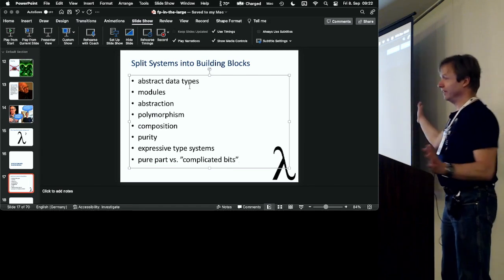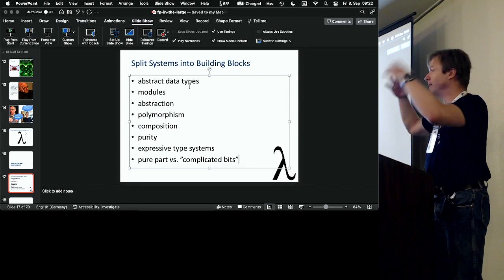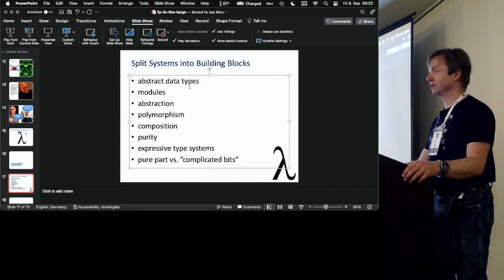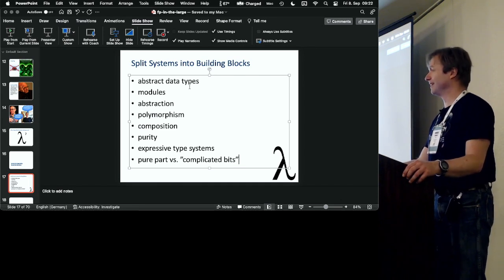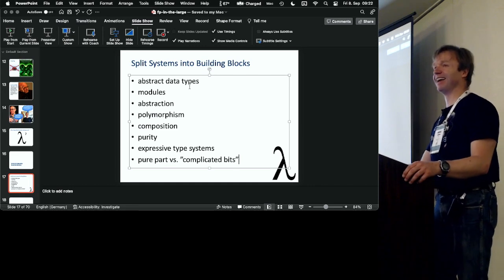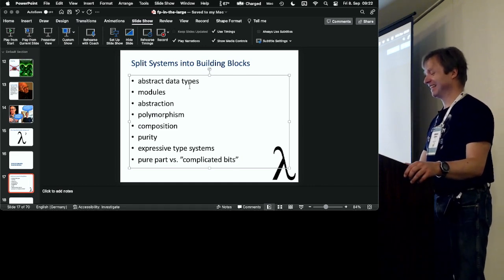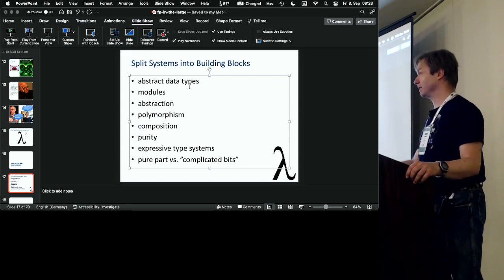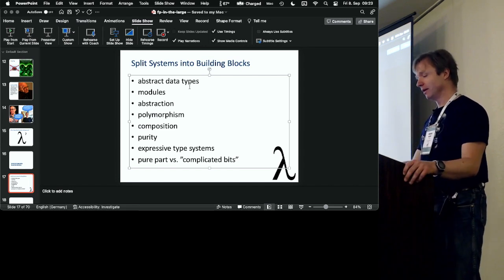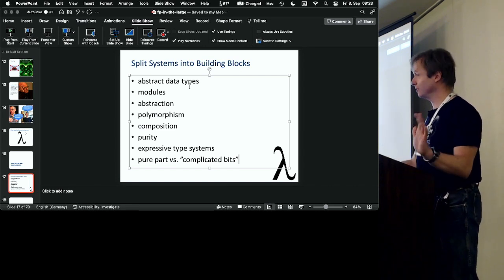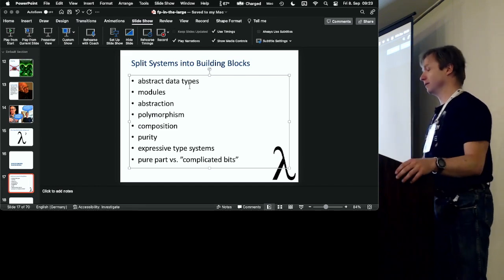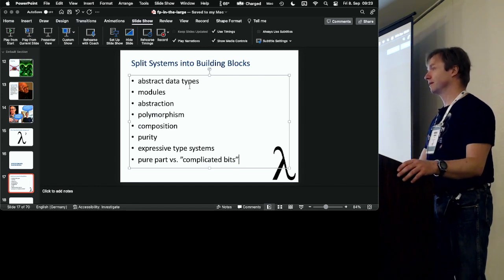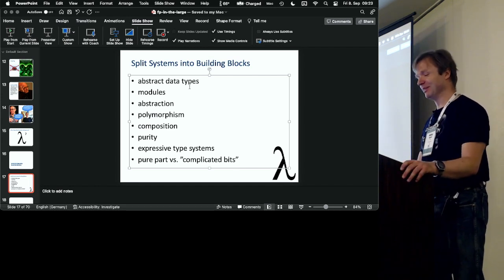So, great list. Which one of these things do you think has made it out of the functional programming community? Composition, not sure. Purity has made it out a little bit. We'll get to that, that pure part versus the complicated bits. There's a shadow of that in the architecture community. And the expressive type system, yeah, so there you go.